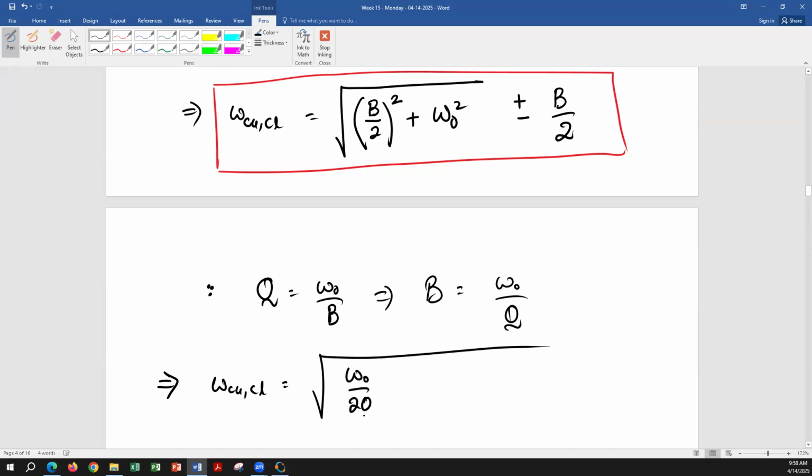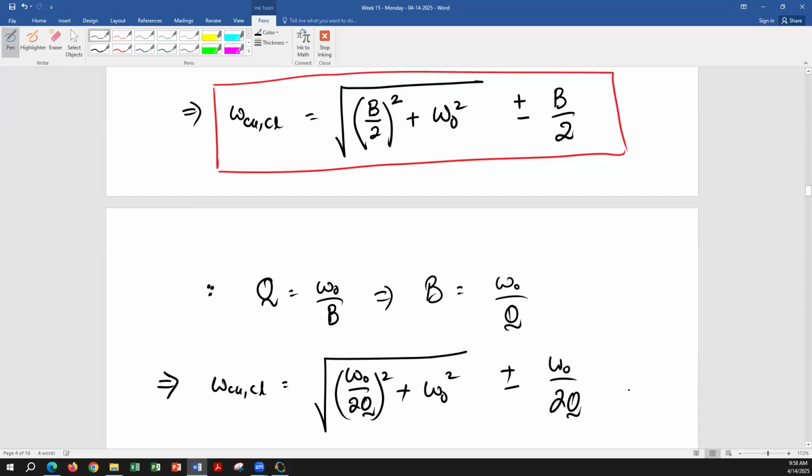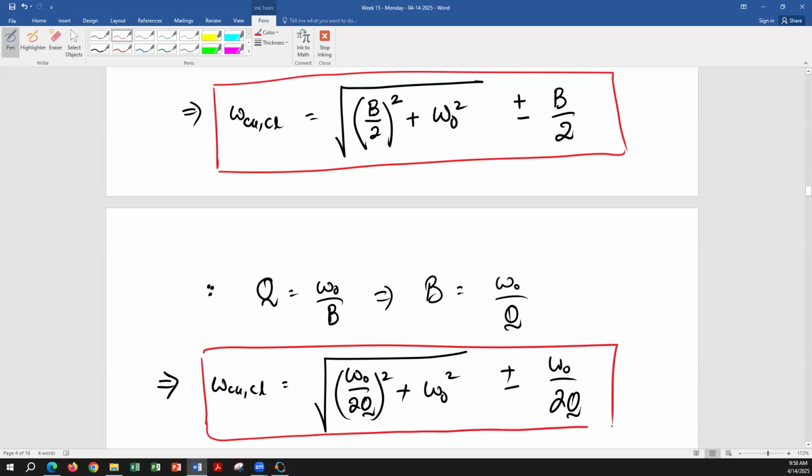Omega naught over 2Q, square, plus omega naught square, plus minus omega naught over. And this is yet another form of lower and upper cutoff frequency in terms of center frequency and the quality factor.